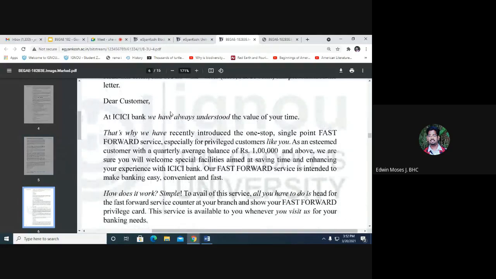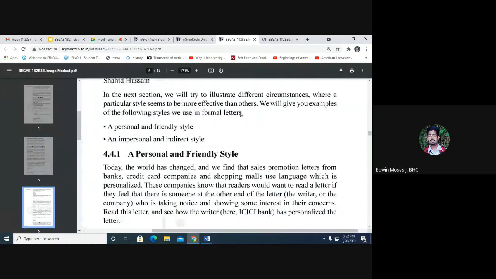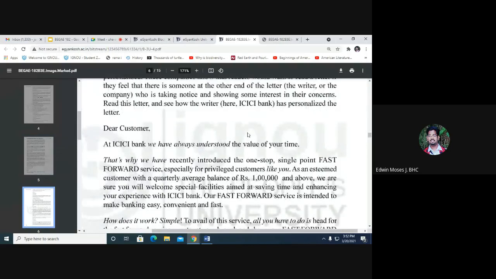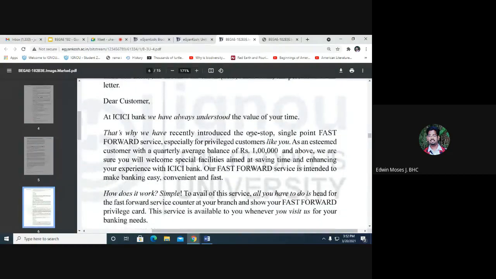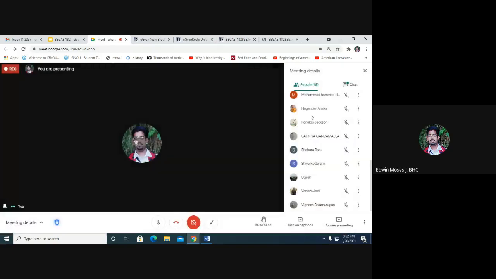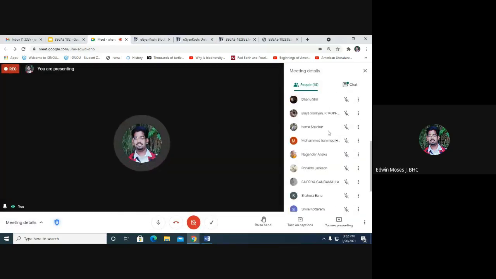If you can see the screen, at ICICI Bank, dear customer, it's a personal and friendly style, but it is a formal letter, mind you. Can anyone read? At ICICI Bank, dear customer. So it is a letter written to the customer. Can one of you read? Hema or Ronaldo Jackson.